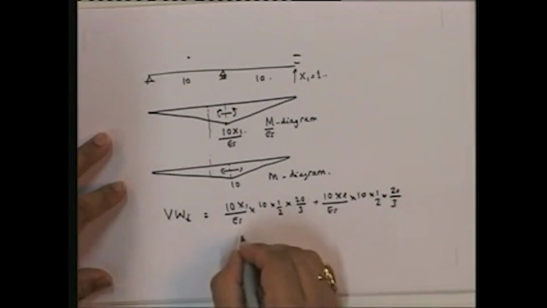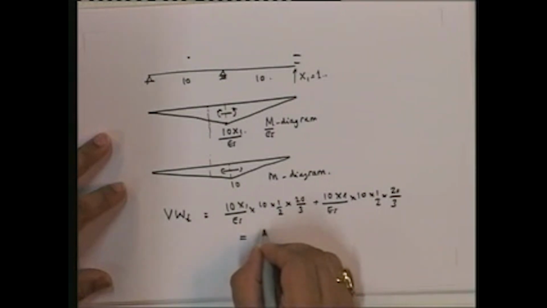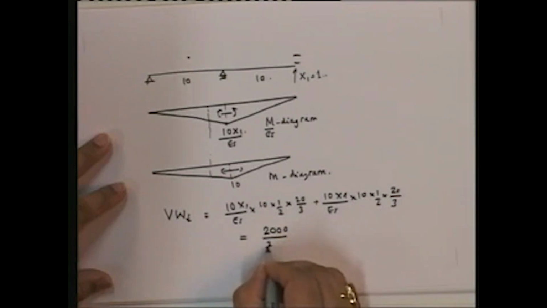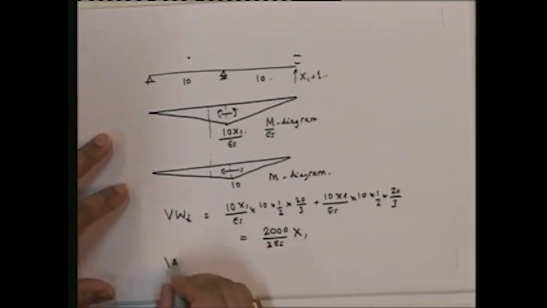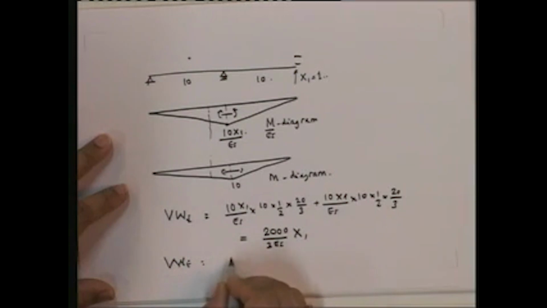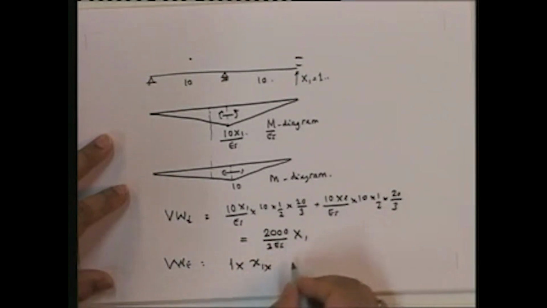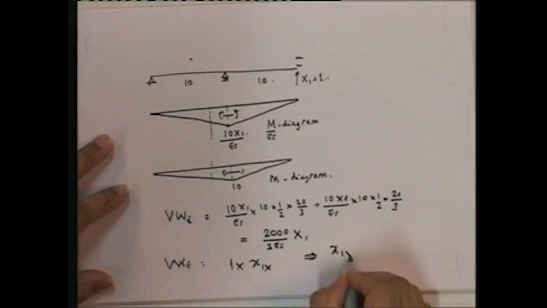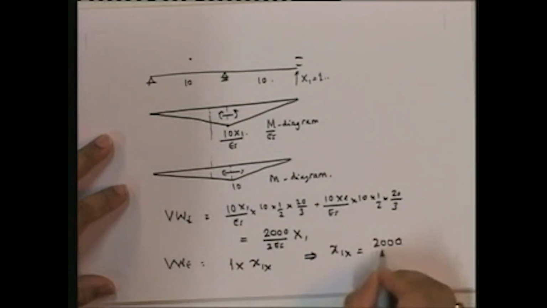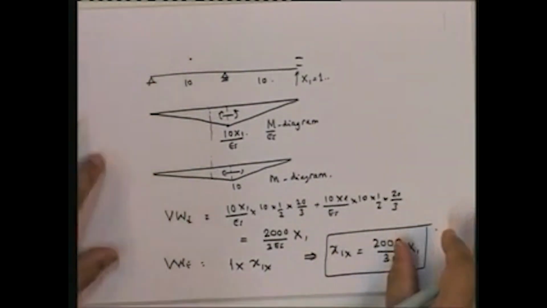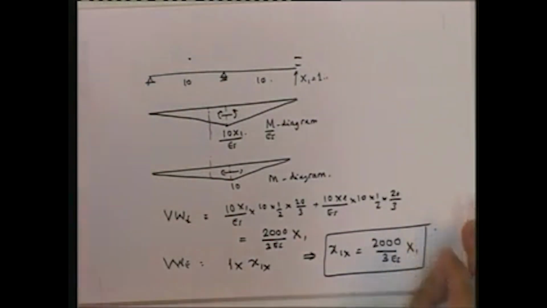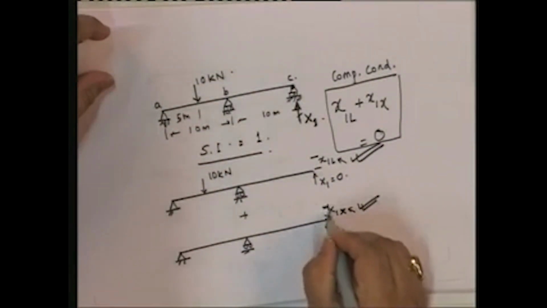So what you get here is 2000 by 3 EI x1. That's the internal virtual work. What's the external virtual work? We've already got it, 1 into x1x. So this implies that x1x is equal to 2000 upon 3 EI x1. So therefore, we have computed this, and therefore now we apply the compatibility condition.